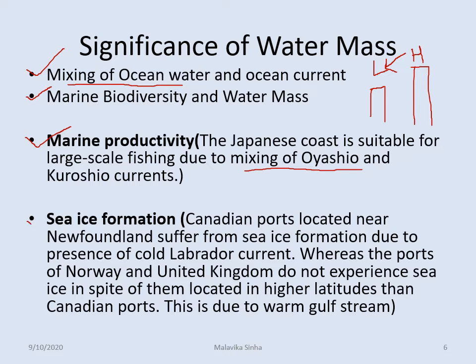And the last one is sea ice formation. Sea ice formation is related to the water mass and water density. We are all familiar that saline water remains liquid below the temperature of 0 degrees. It remains in a liquid state. So sea ice formation in the cold Labrador current is responsible for the ice formation in the coastal zone. So the types of water mass and its related temperature and salinity, the salt content, are responsible for sea ice formation and iceberg formation in the northern and southern parts of the oceans.